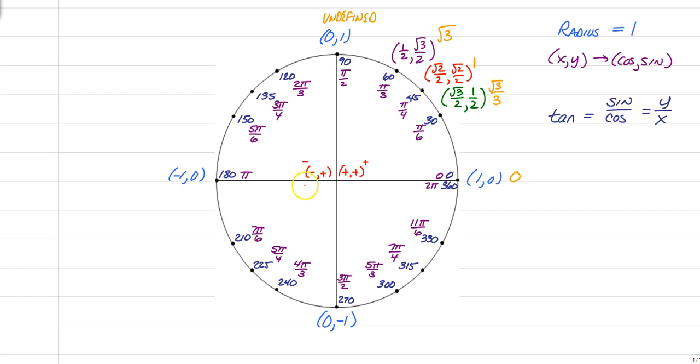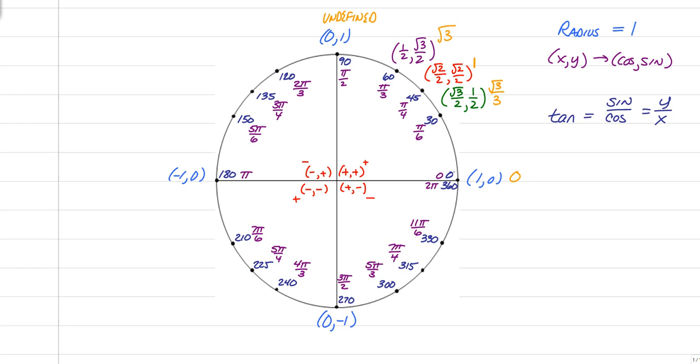When we get to quadrant 3, both our x and y are negative. So a negative divided by a negative will give us a positive. So tangent is positive again in quadrant 3. Finally, quadrant 4, our x value is positive, but we are in negative y land. So that becomes positive, negative, and negative divided by a positive will give us a negative.